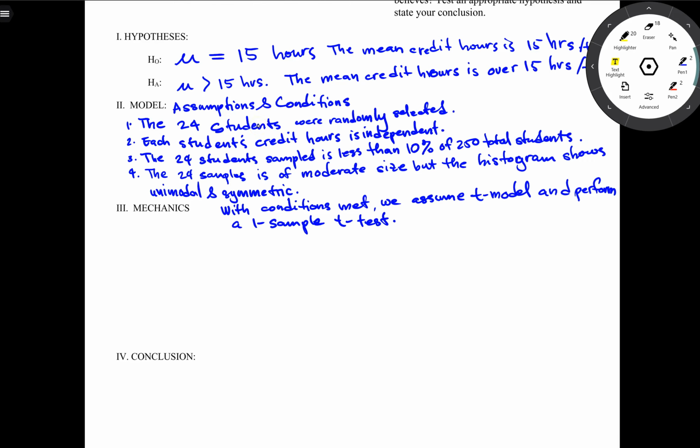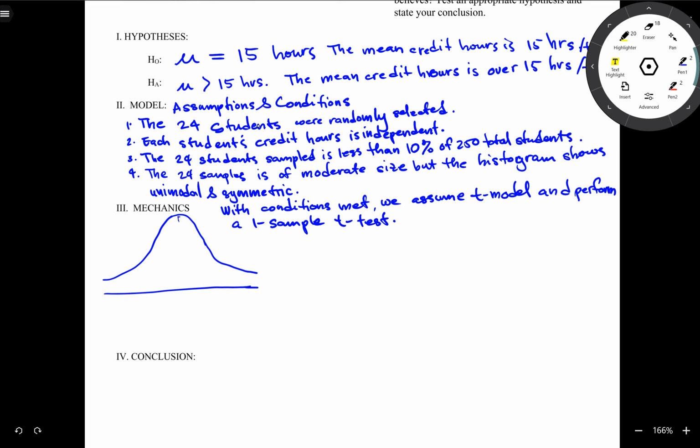Proceed to the mechanics. Again, mechanics, we want to start with the shape, center, spread. Okay, so shape, it's going to be a T model: fatter tails, leaner mode, and fatter tails. So that's a T model.